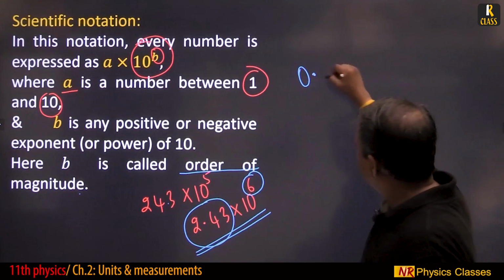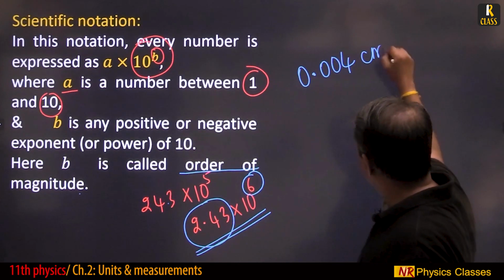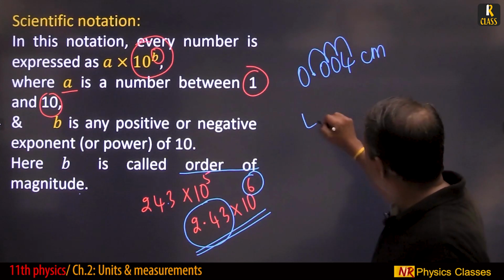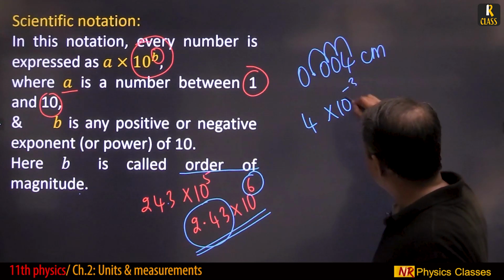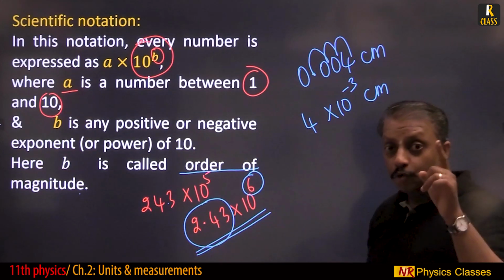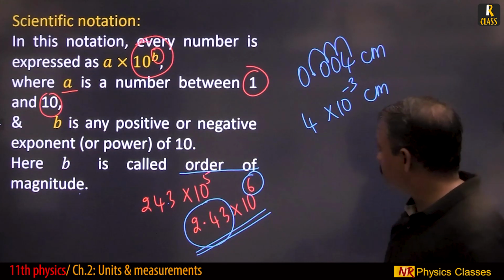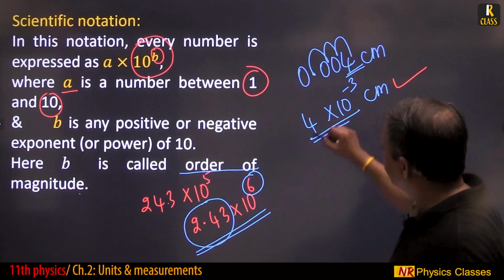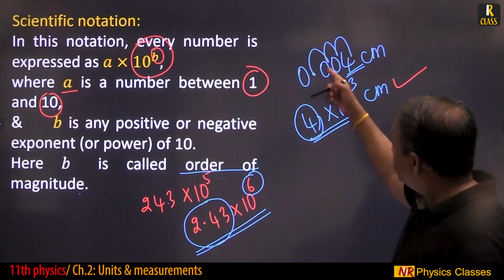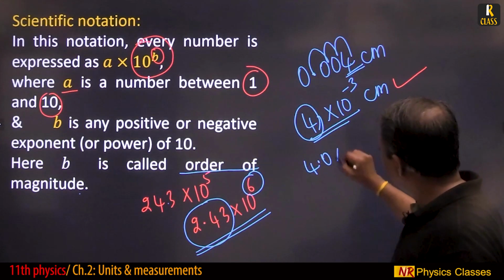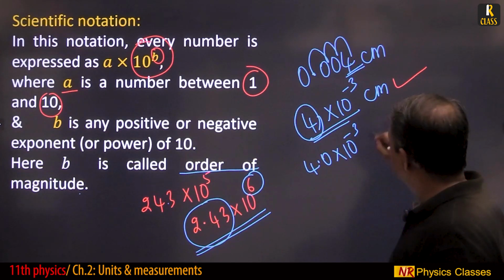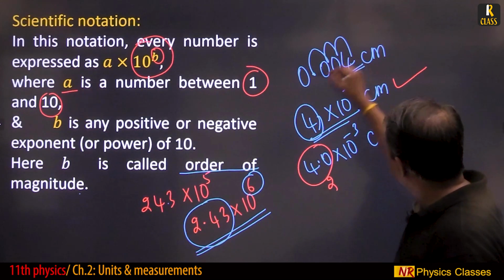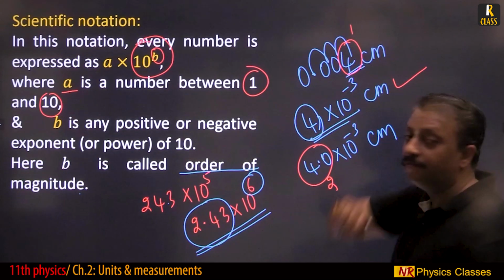Suppose 0.004 centimeter is the final answer. Write this as 4 times 10 to the power of -3 centimeter. And if you are taking care of significant figures, this is the answer, because this has one significant figure. This is not the same as 4.0 times 10 to the power of -3 centimeter, but this has two significant figures, whereas this has only one significant figure.